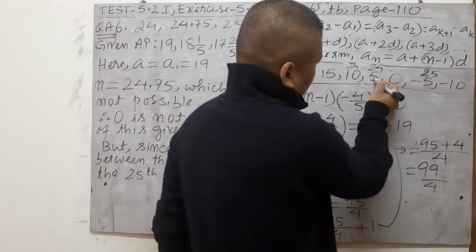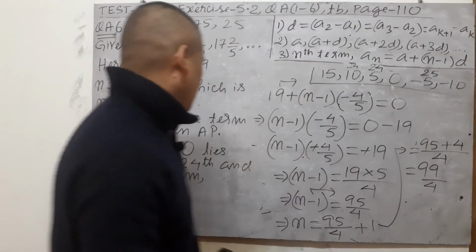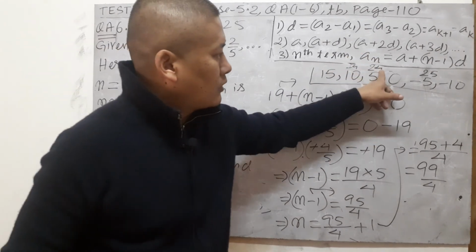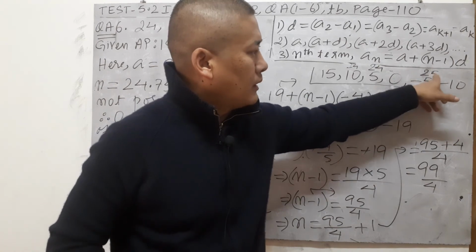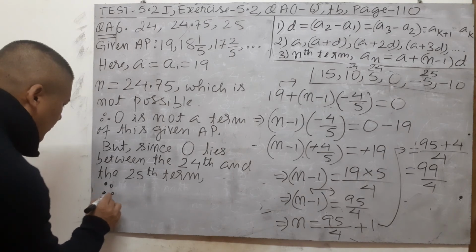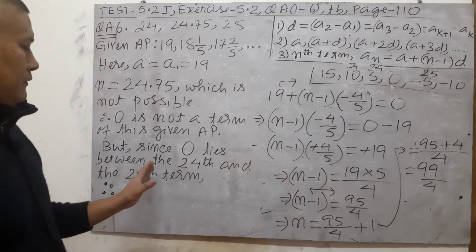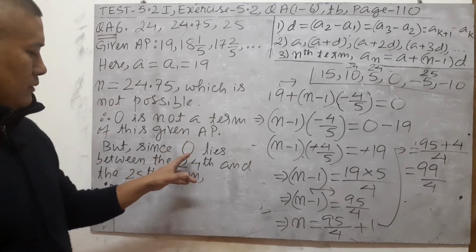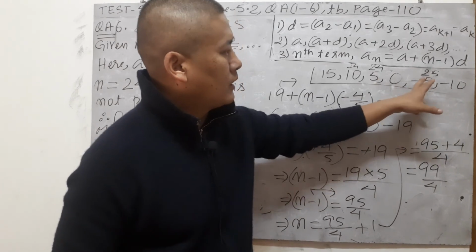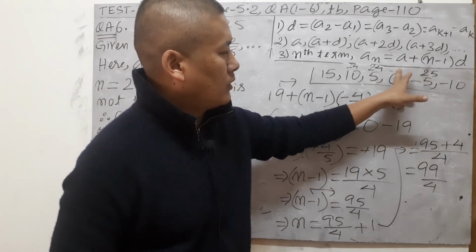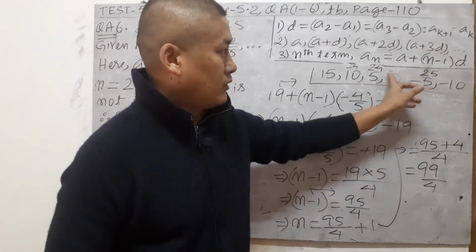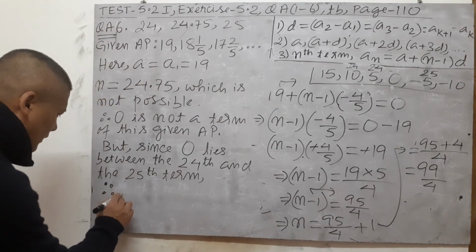So 0 will be between the 24th position and the 25th, because n value of 0 is coming out to be 24.75, which is greater than 24 but less than 25. That's what we mean, between the 24th and the 25th position. Therefore, if 0 lies between 24 and 25, it's not on 24 and not on 25 either. So on the right of 0 will be the first negative term.